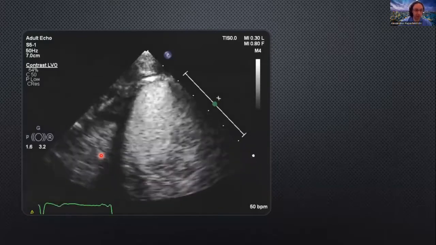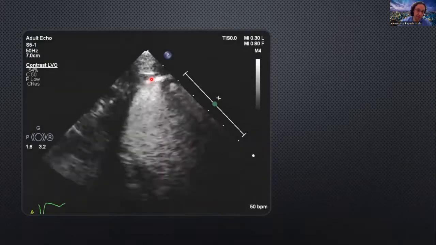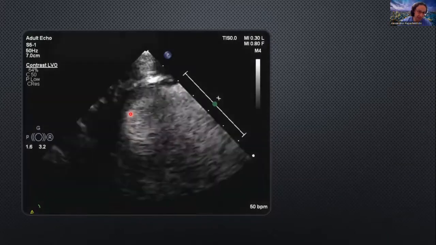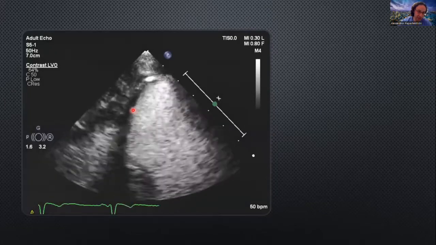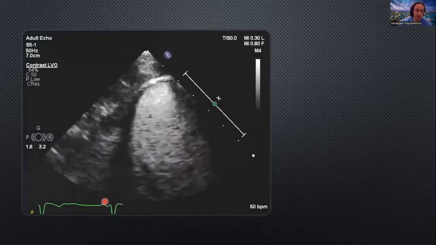You can have better appreciation if you change the angle a bit. Here, definitely this is shadowing. So this shadow comes from the scar of the apex. It's a very difficult case. And you see what I said before, that now the shadow comes through the myocardial wall and goes all the way to the far field. So definitely this is shadowing.